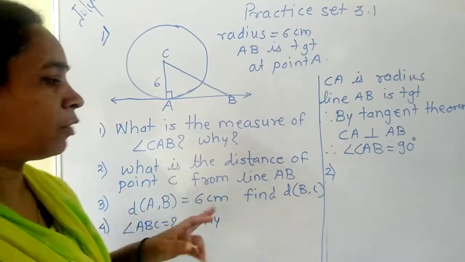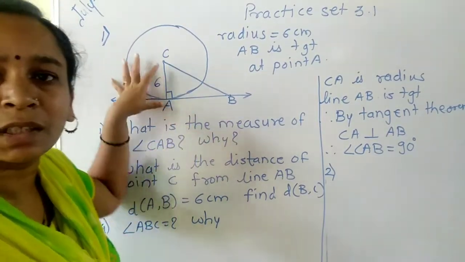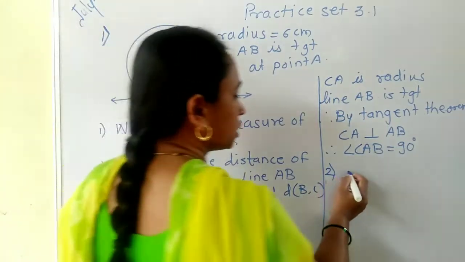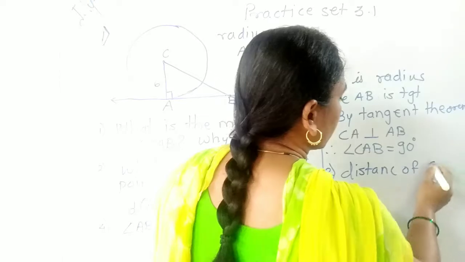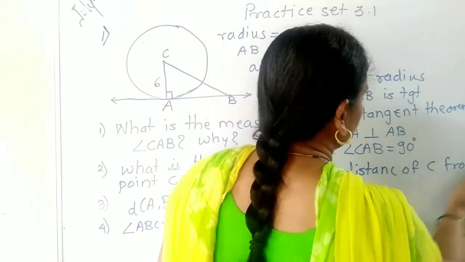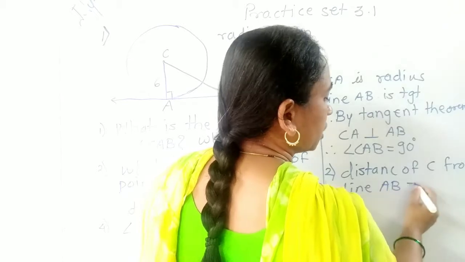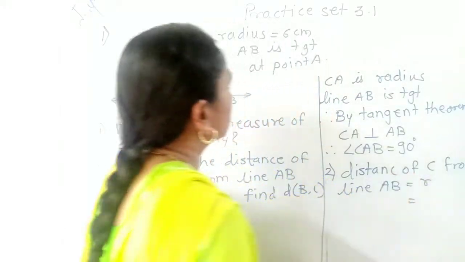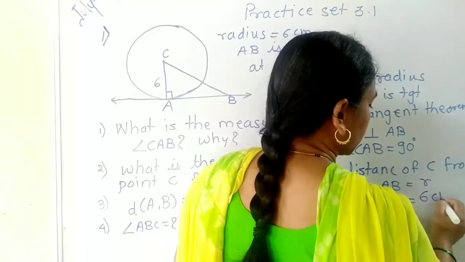Now we have to find out this distance of C from this tangent. It is nothing but the radius. So distance of C from line AB is nothing but R, which is given radius, it is 6 cm. So distance is 6 cm.